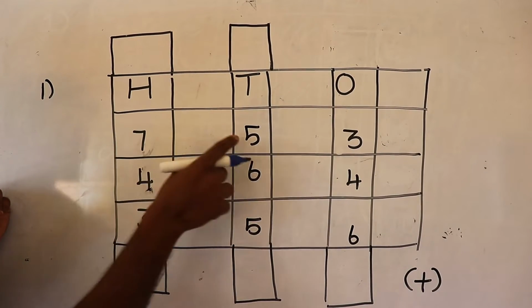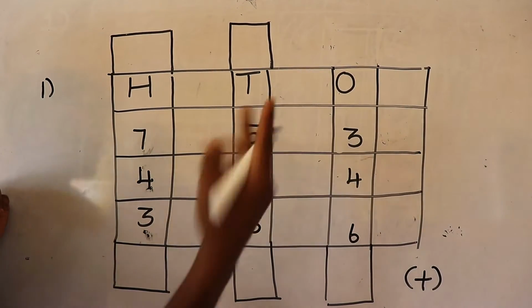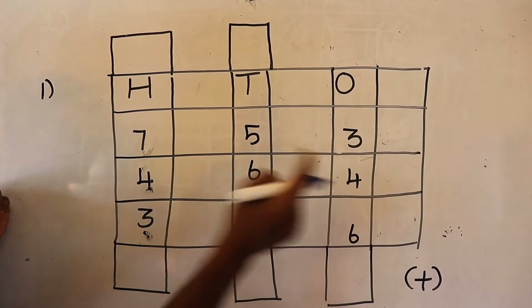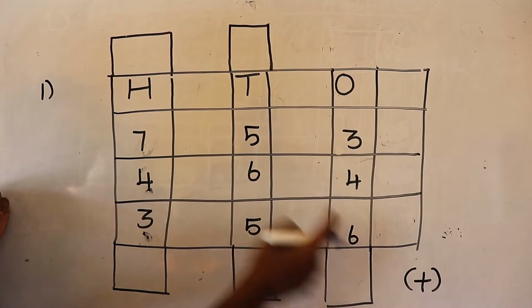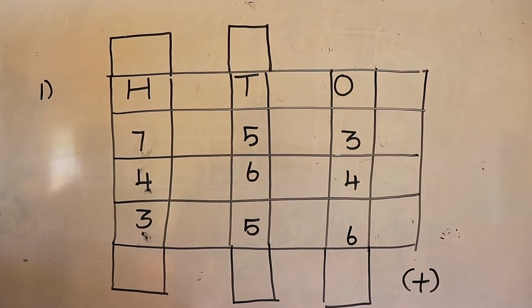For example, 1, 2, 3. So the first number is 1, 2, 3, the second one is 1, 2, 3, and the last one is also 1, 2, 3. So these numbers are all 3-digit numbers.